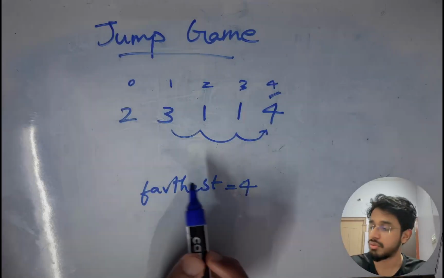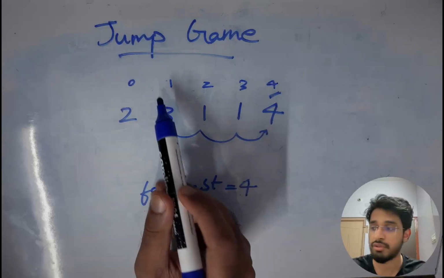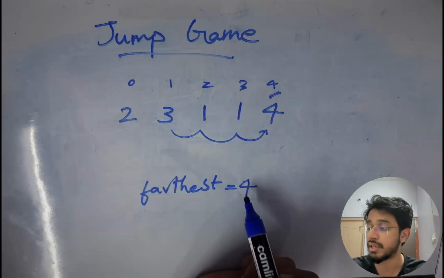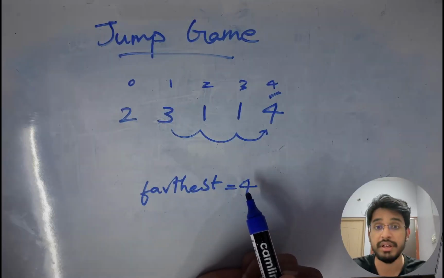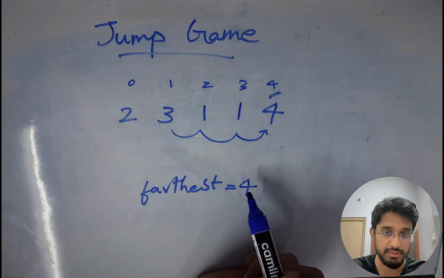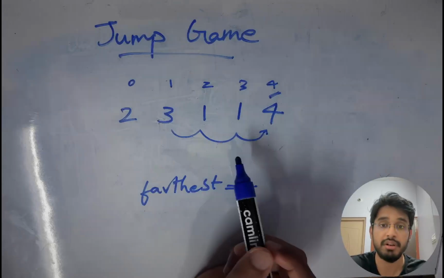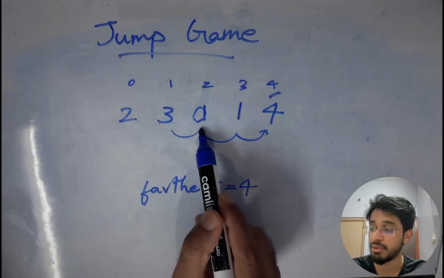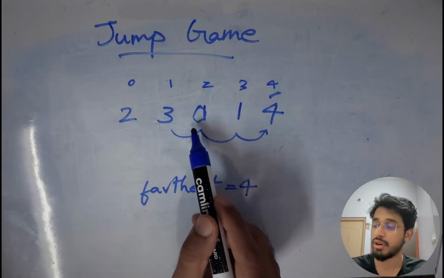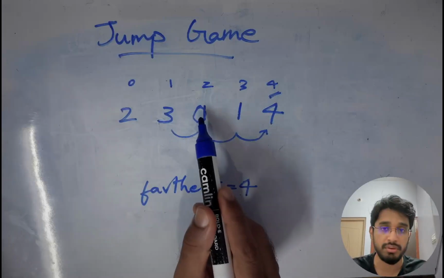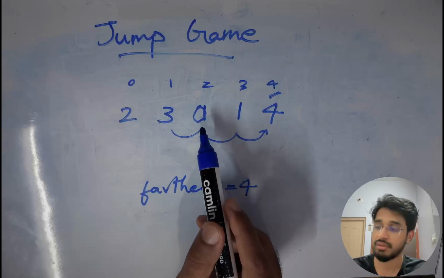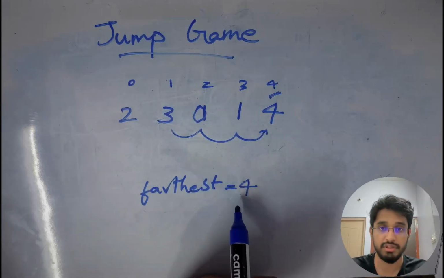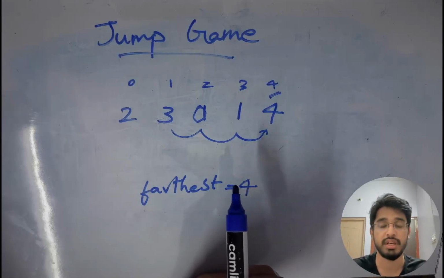For the current value of I, what is the value of I? That is 1, right? So we need to check if this particular value 1 is greater than 4. No, right? If it is greater than 4, then we return false right there, because whenever we jump to a particular number, it gets stuck there. Suppose I had a 0 here, and I jump to this 0, I cannot jump any further because this value is 0, right? So it gets stuck here. That is why we are checking if the current value of I is greater than this farthest variable. Only then we return false.